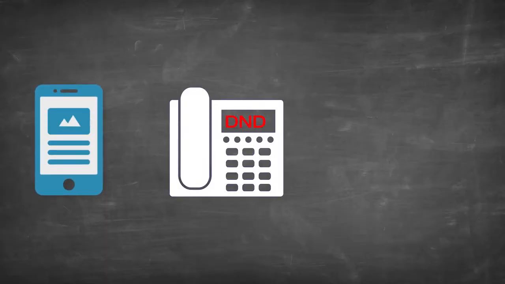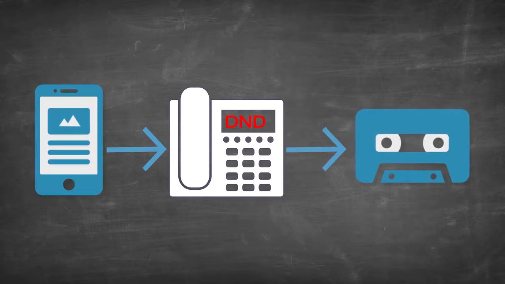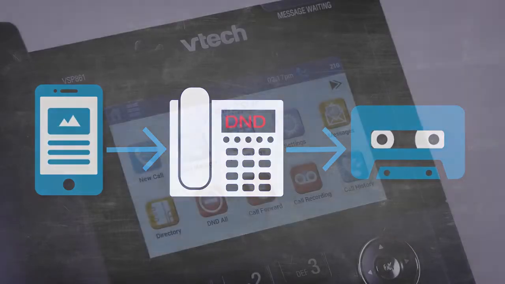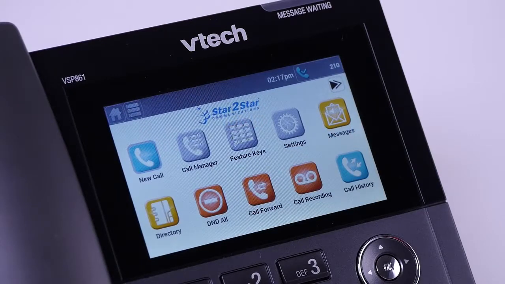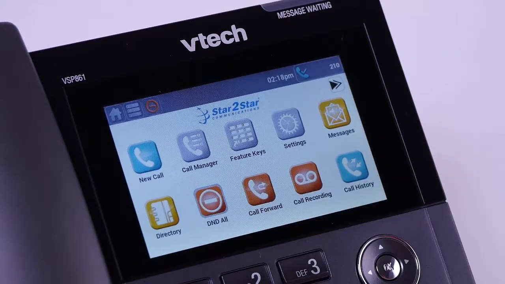The Do Not Disturb, or D&D feature, instructs the phone to ignore incoming calls. When D&D mode is set, incoming calls are immediately sent to voicemail or to Find Me Follow Me if it is configured on your system. You can set D&D mode for a single line, or for all 6 lines. To select this option for all lines, touch the D&D All icon on the home screen.